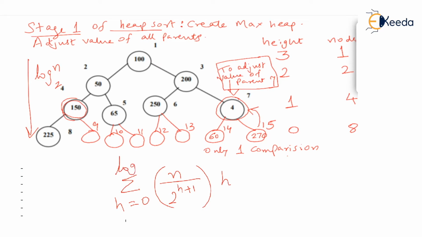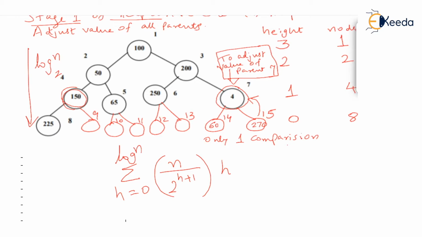I have done a bit of a blunder over here. You see that I have included height equal to 0 also. But actually, at height equal to 0, no work is done. We don't fix these nodes. These nodes are already fixed. We only start from parent nodes. But then we have taken this 0 also so that our analysis becomes easier. Anyway, we have to go for worst case, big O notation.